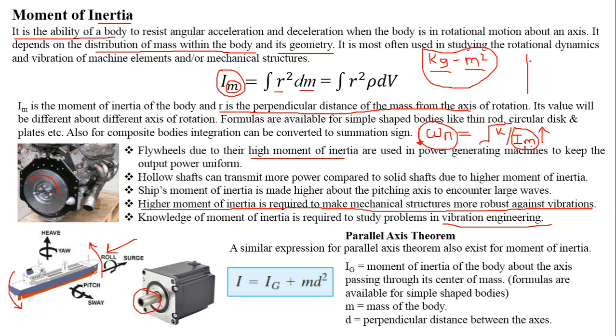So if this is the axis of rotation and your body is rotating about this axis, and suppose that the body is this, representing a particle mass, and it is rotating about this axis. So the perpendicular distance measured from the axis of rotation to the mass itself is known as r.